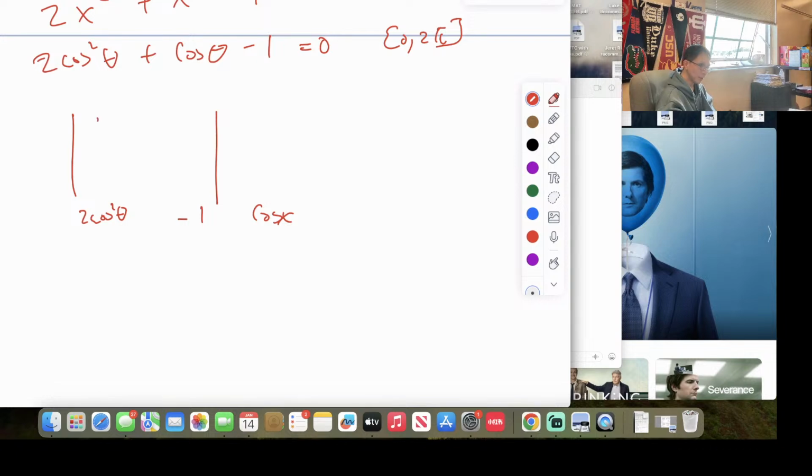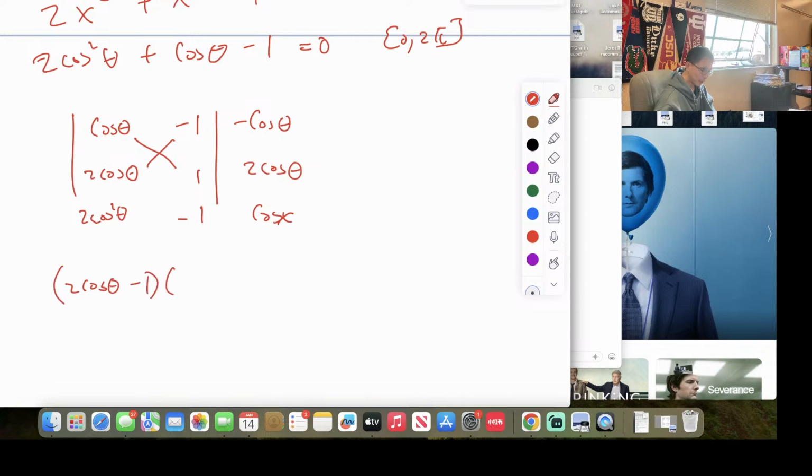What'd you say, Olivia? Good. Does that make sense? Cosine times cosine equals cosine squared, right? What times what equals 1? So it should be 1 and 1, but which one needs to be negative? The top one? Is that okay? And that's going to be cosine theta, negative 2 cosine theta. It becomes this, right? Pair diagonally. 2 cosine theta minus 1, and cosine theta plus 1. Is that okay? What do I do next?